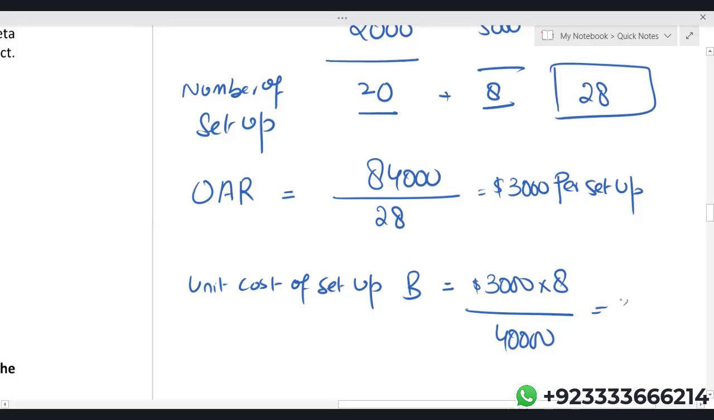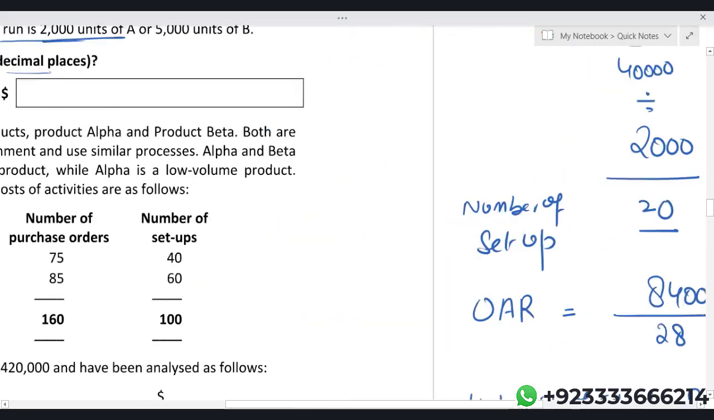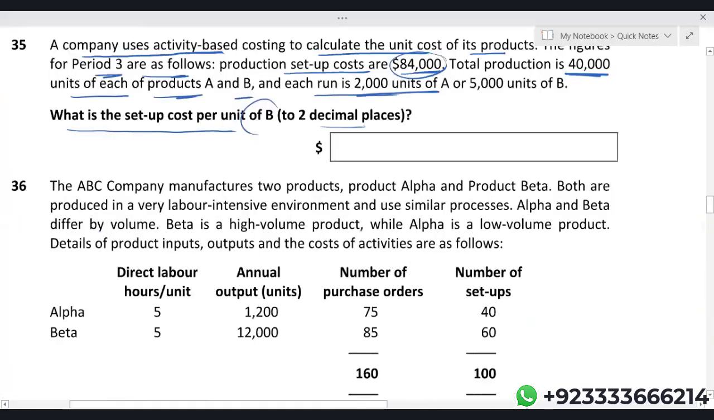It is $0.60. Do write this $0.60 because after the decimal, they're saying 2 places. So let's go for 60, so that the examiner should not mind the 2 decimals. So it is $0.60. Next question.